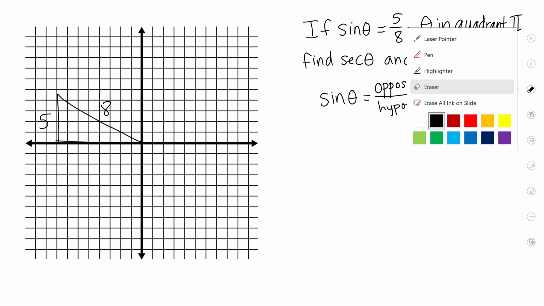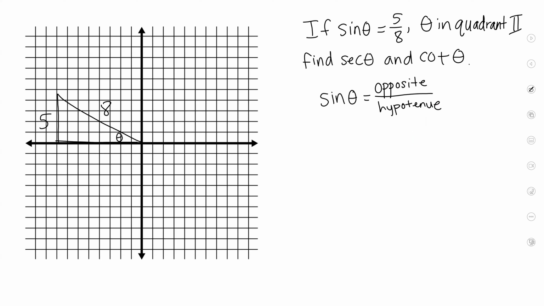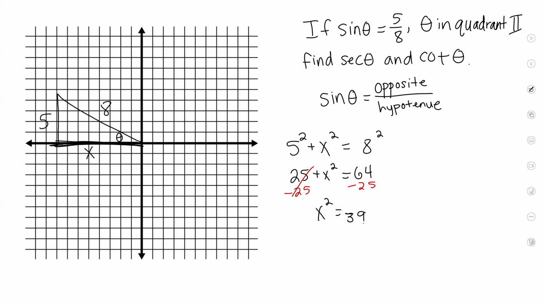So let's figure out that missing side. So I'm going to do Pythagorean theorem. I know 5 squared plus this missing side squared is equal to the hypotenuse squared. So this is 25 plus x squared equals 64. Let's solve for x squared by subtracting 25. So I get x squared equals, not negative, 39. Now I'm going to take the square root of both sides. So that is my missing side.